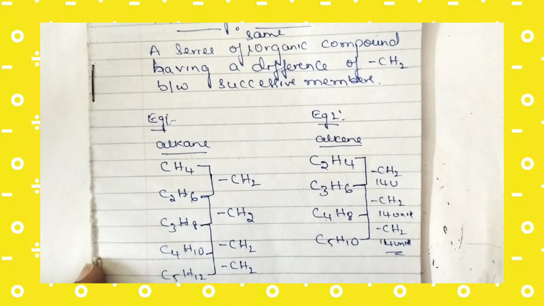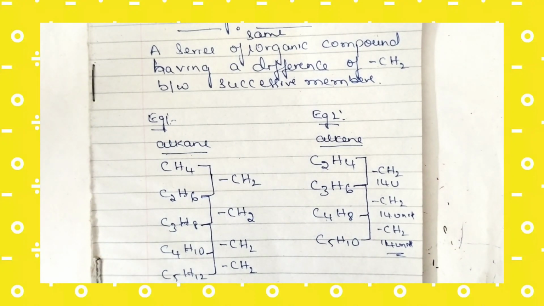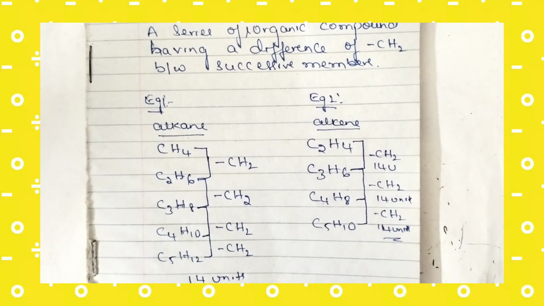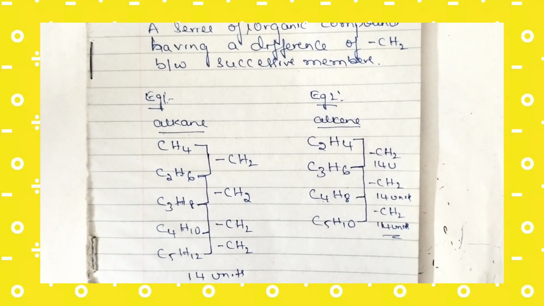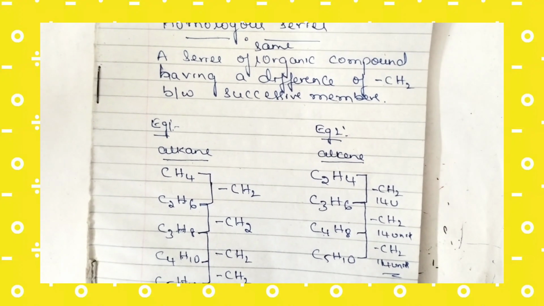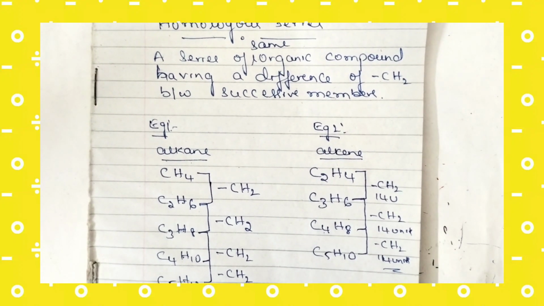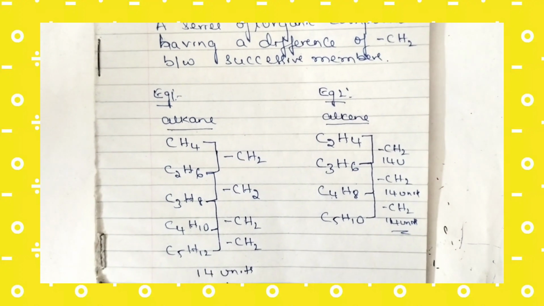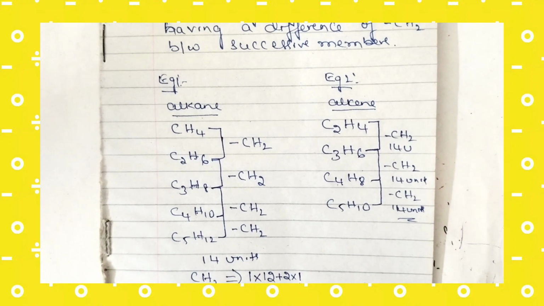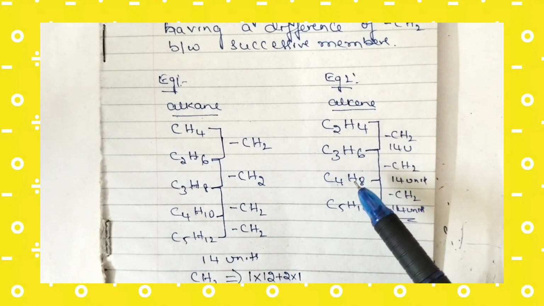So this is called a homologous series. What is a homologous series? A series of the same organic compounds having a difference of CH2 between successive members. Example, I have taken a series of members of alkane and a series of members of alkene.